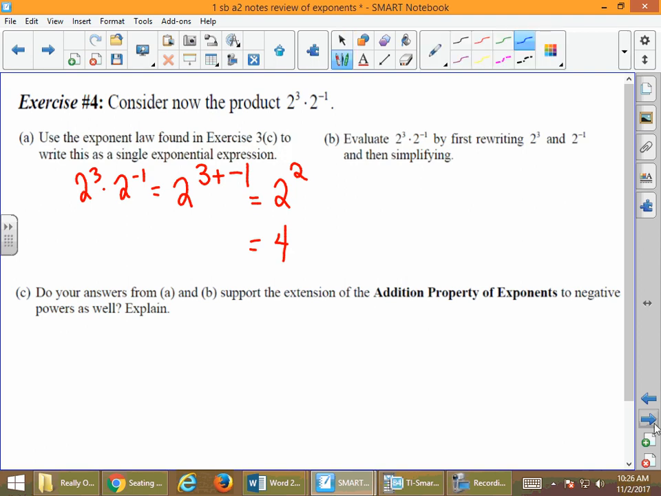Well, let's do part B here. We're going to evaluate 2 cubed times 2 to the negative 1st by first rewriting 2 cubed and 2 to the negative 1st, and then simplifying.